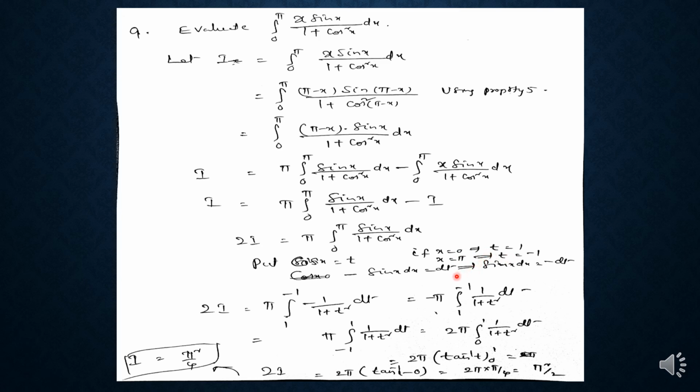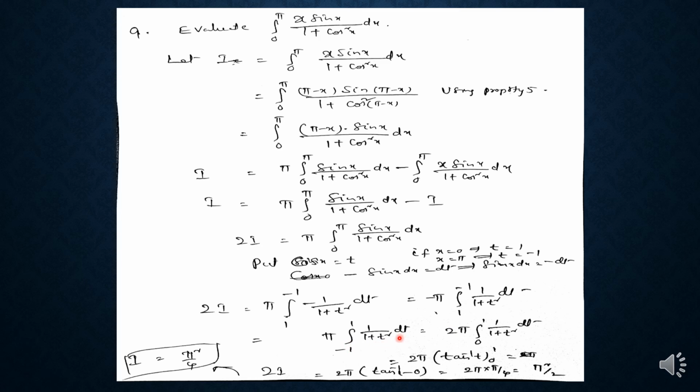So automatically the limits are changed, and 2I is equal to pi into integral 1 to minus 1 of minus 1 by 1 plus t square dt. Here sin x dx can be written as minus dt divided by 1 plus cos square x, which is 1 plus t square. So that is minus pi into integral 1 to minus 1 of 1 by 1 plus t square dt. Here the minus is there, so by interchanging the limits we can write it as pi into integral minus 1 to 1 of 1 by 1 plus t square dt.